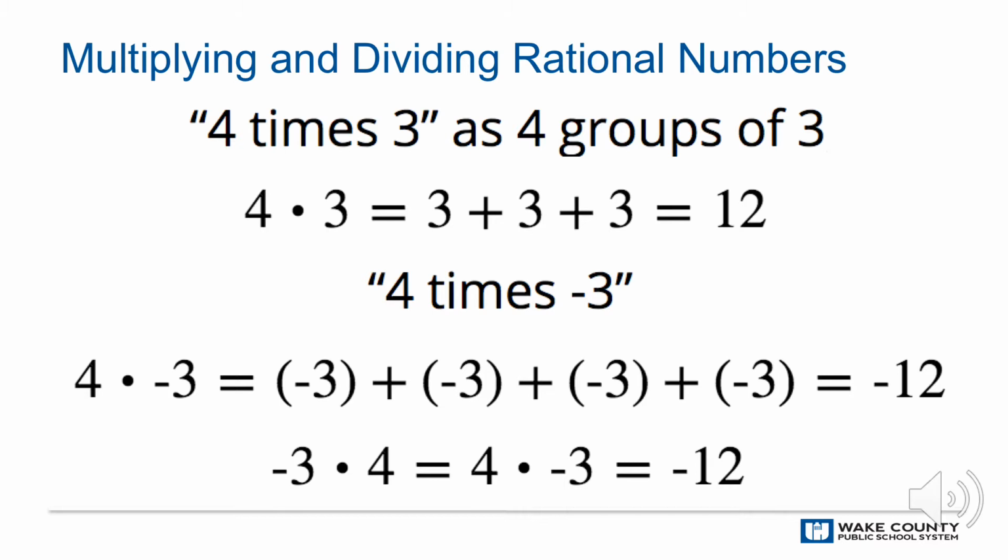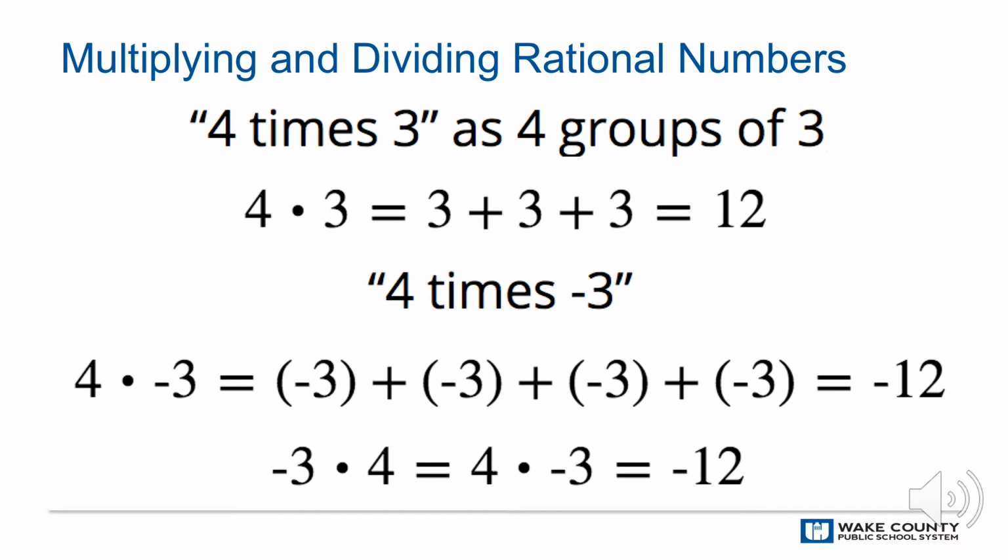Students will be multiplying and dividing with negative numbers. The rules for multiplying positive and negative numbers are designed to make sure that addition and multiplication work the same way they always have. For example, in elementary school, students learn to think of 4 times 3 as 4 groups of 3, like 4 times 3 equals 3 plus 3 plus 3 plus 3 equals 12. We can think of 4 times -3 the same way. 4 times -3 equals -3 plus -3 plus -3 plus -3, which equals -12.